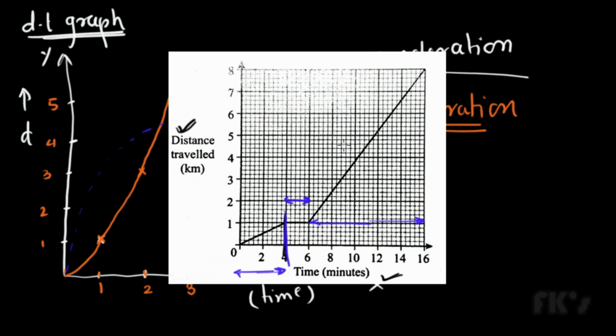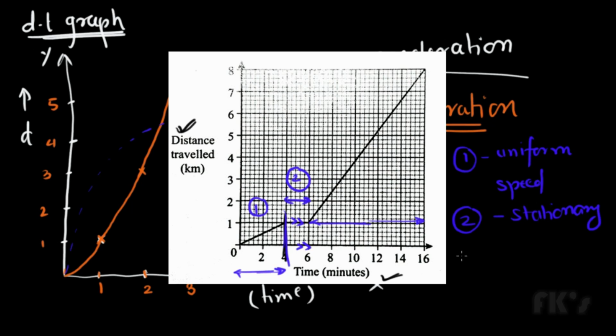So if you remember the DD graph that we discussed, if you have made proper notes of them, you realize that from 0 to 4, since it's a straight line making some sort of angle with the time axis, this is where, let me just write down, this is 1, and 1 would be where there is uniform speed. That's the first stage of the journey. The second stage is, since it's flat and parallel to the time axis, this would be stationary because, as I told you, for a stationary body, the graph would be parallel to the x-axis.